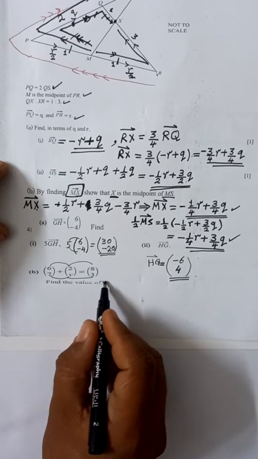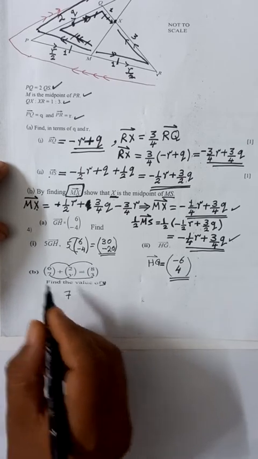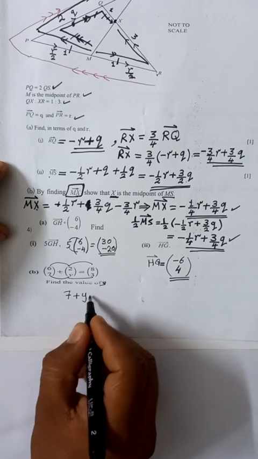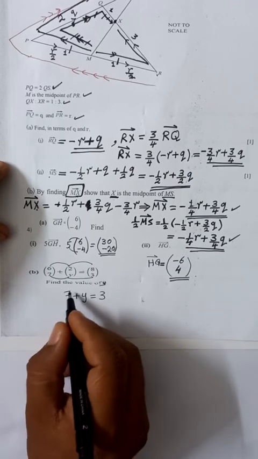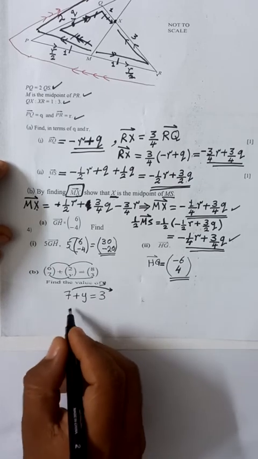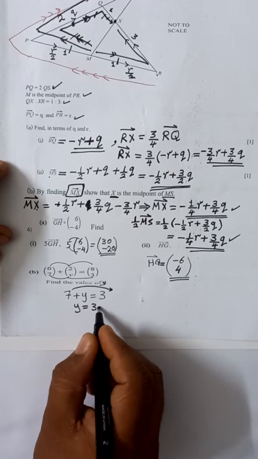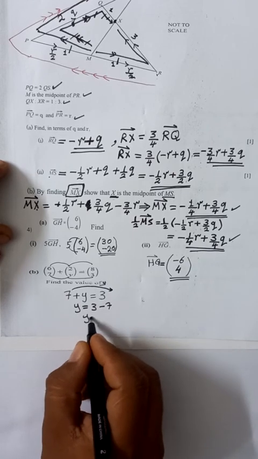So if he asks you to find y, you will say that 7 plus y is supposed to be 3. I want y, so I will move 7 to the other side. So y equals 3 minus 7. So y equals negative 4.